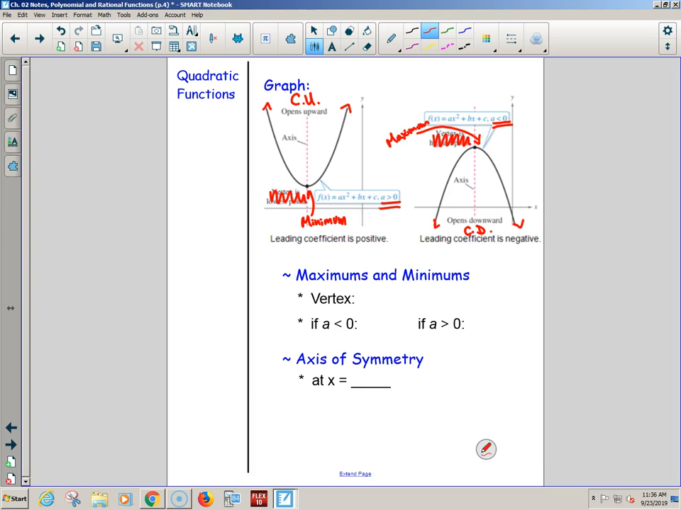Like her face, when she was just normal. So some people have a natural frown, but yes, Alex, that is generally true. Vertex, we already know that it's at (h, k), right guys?